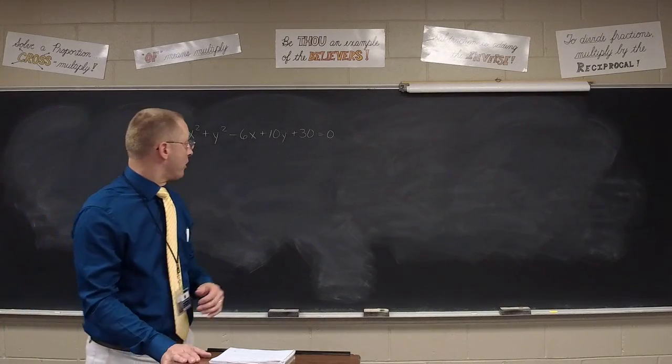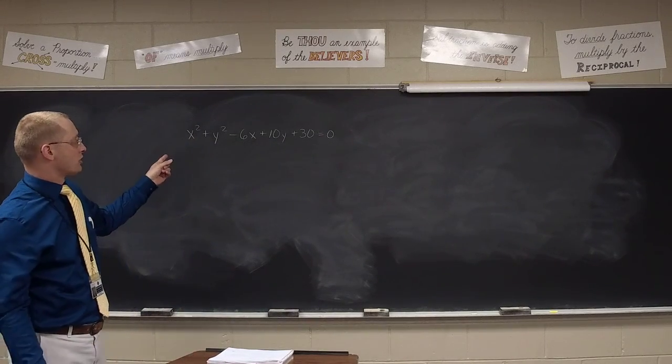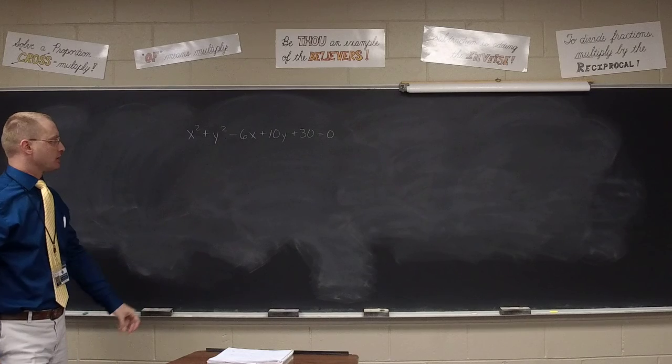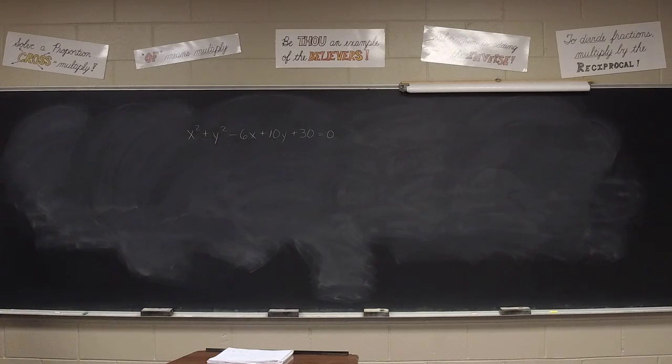Right, as we get started today, I want you to start by graphing on your graph paper x squared plus y squared minus 6x plus 10y plus 30 equals 0, just by way of review. Take a look at that in a moment, and then we'll get into today's material. Take a few minutes to work on graphing that conic.